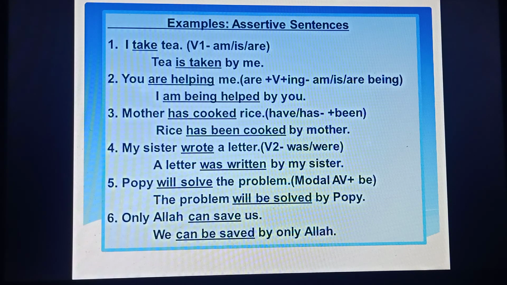Then by Poppy. Only Allah can save us. So us, the subjective form is we. Then can will be can be. So we can be saved by only Allah. Only Allah is the subject, where I have used it as object.